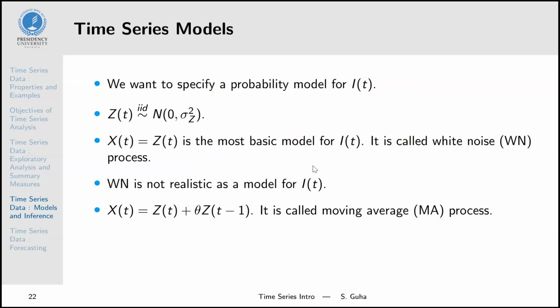of order 1, which aligns best with the observed data. That is what will give us the statistical inference. So that is the objective of statistical inference.